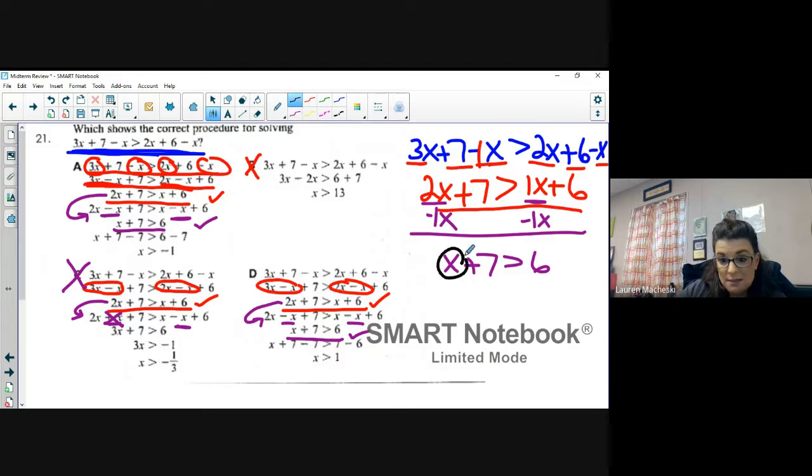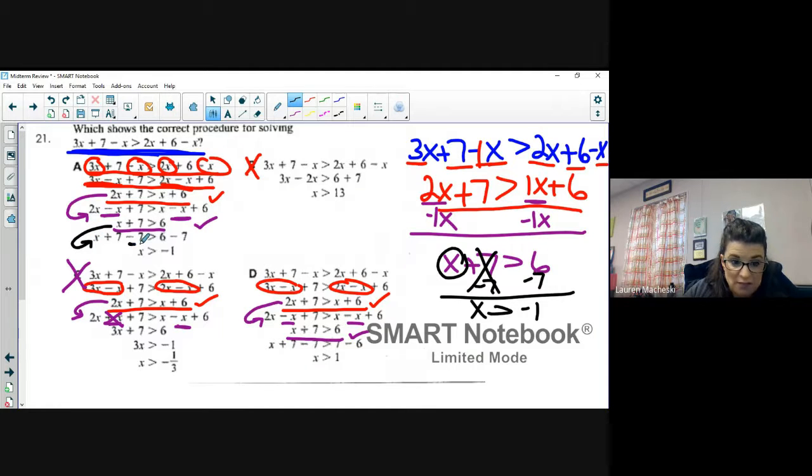Now we have x plus 7. How am I going to get rid of the plus 7? I would minus 7. So x is greater than 6 minus 7, which is negative 1. All right, so let's check A. They should be subtracting 7. They're subtracting 7 here, and they're subtracting 7 here. They have the same answer as we do.